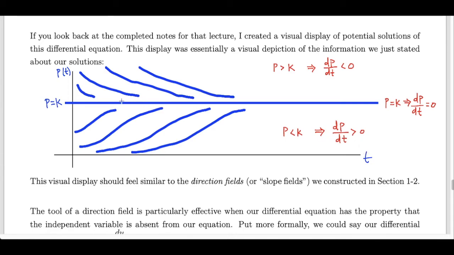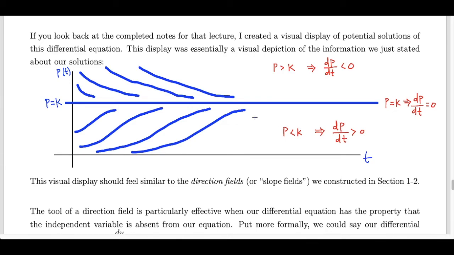And then I've sketched a few possible solutions of this differential equation model based on the properties that we just identified. We know that if p equals exactly k, then the derivative is exactly 0. And so I've drawn a perfectly flat line representing a population that has a 0 derivative. It doesn't grow, it doesn't shrink.